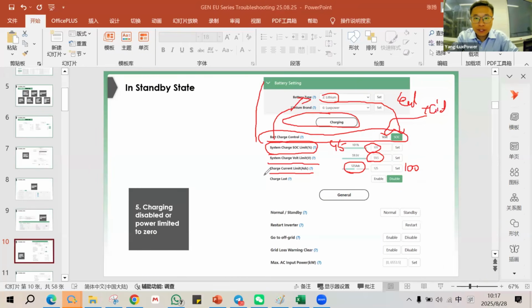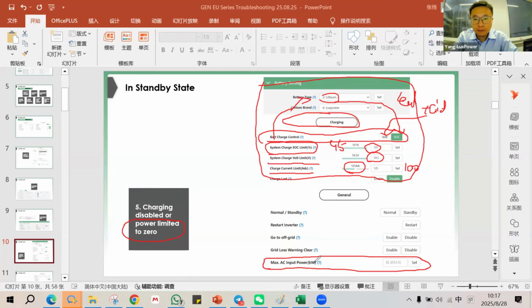After this, you check the battery settings, and this is only for the battery. You need to go back to General to take a look at whether this power limit is set to 0. It's this one. Some users like to play with their monitor and just change everything randomly. Maybe they will set it to 0 or set it to 1. This maximum input power is your total input from the AC side. The maximum is only 1 kilowatt. If you set it to 0, then it's 0 kilowatt, which means no AC power will feed into your inverter. That's why you can't charge. So first of all, check that this value is right.